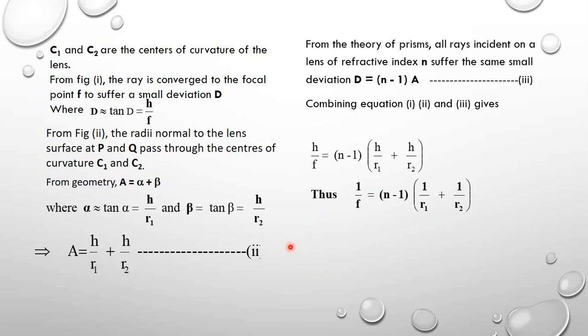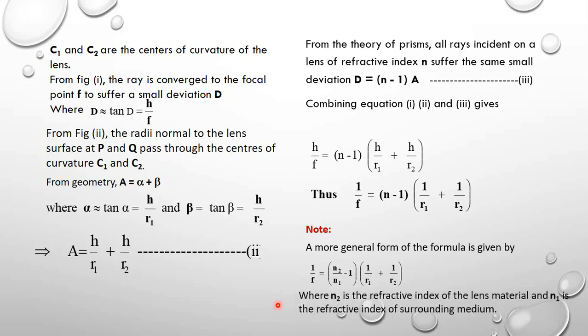But if the surrounding medium is not air, and so maybe is a medium of refractive index n1, and the lens is of refractive index n2, then the focal length of that lens is going to be given by 1 over f is equal to n2 over n1 minus 1 into brackets 1 over r1 plus 1 over r2, where n2 is the refractive index of the material of the lens, and n1 is the refractive index of the surrounding medium.